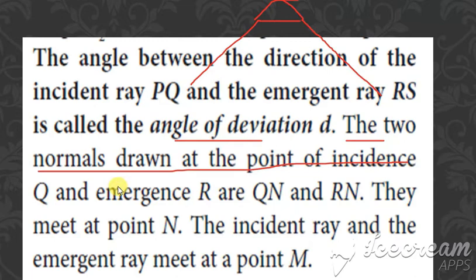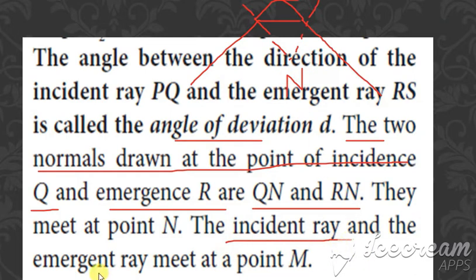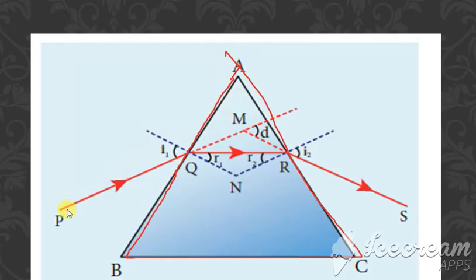The two normals which are drawn at the point of incidence Q and emergence R are QN and RN. From this we draw two normals which meet at the point N. The incident ray and the emergent ray meet at the point M. So this is a prism. In this, PQ is the incident ray, QR passes inside the prism, RS is the emergent ray, and here we have the angle of incidence I1.